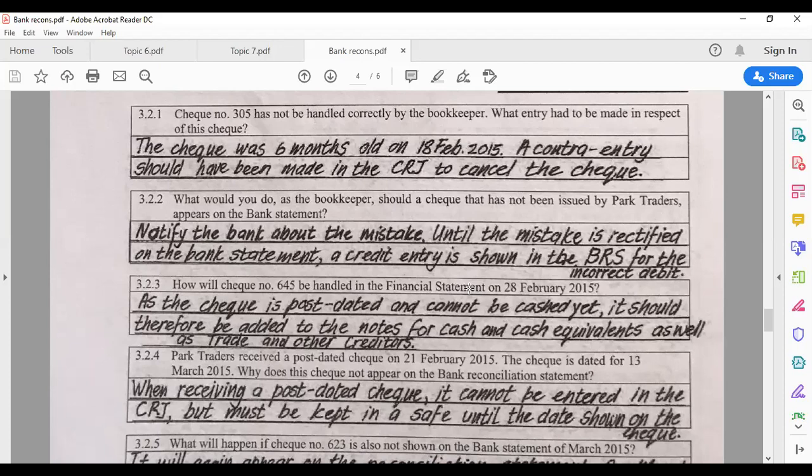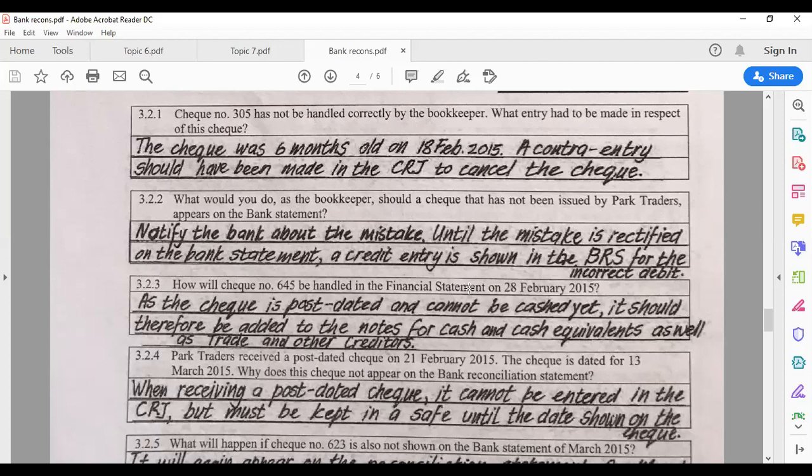How will check number 645 be handled in the financial statements? As the check is post-dated and cannot be cashed yet, it would therefore be added to the notes for cash and cash equivalents as well as trade and other creditors. Okay, why? Because it's income received in advance. And income received in advance gets added to your trade and other creditors because it's part of your notes, and I am entitled to that income, right?